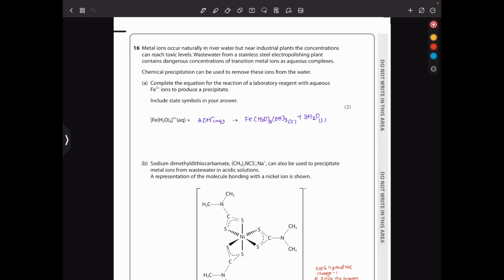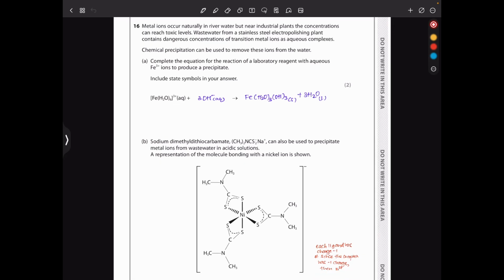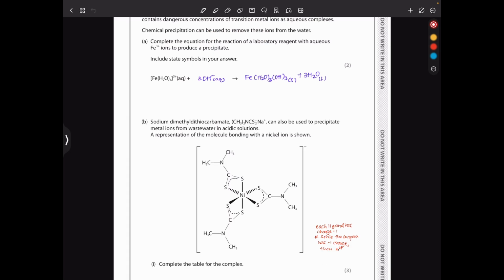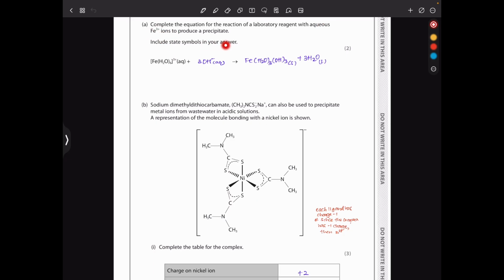In question 16, metal ions occur naturally in river water, but near industrial plants the concentrations can reach toxic levels. Wastewater from a stainless steel electropolishing plant contains dangerous concentrations of transition metal ions as aqueous complexes. Chemical precipitation can be used to remove these ions from water. Complete the equation for the reaction of a lab reagent with aqueous iron 3+ ions to produce a precipitate. Include state symbols in your answer.